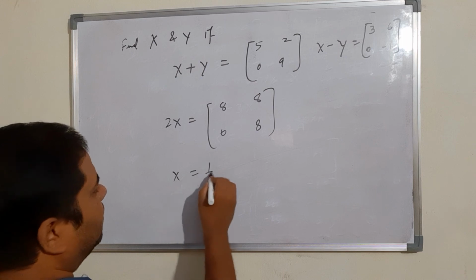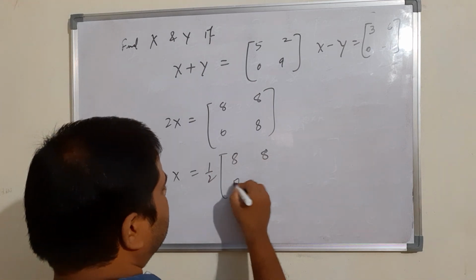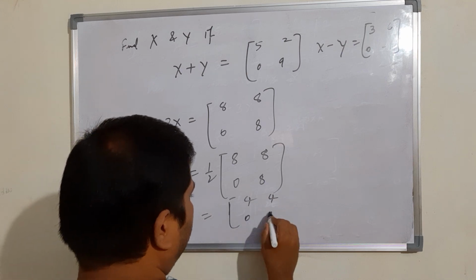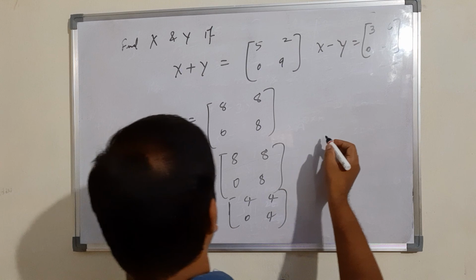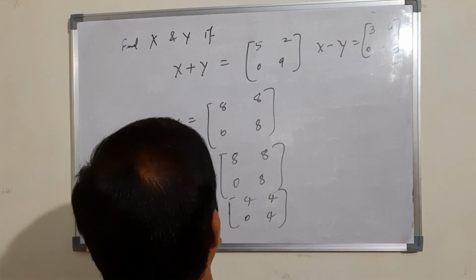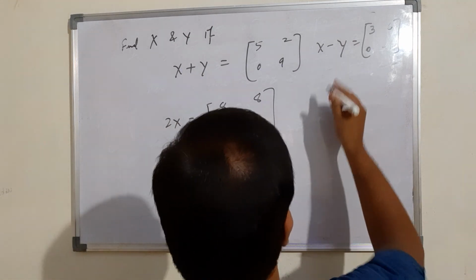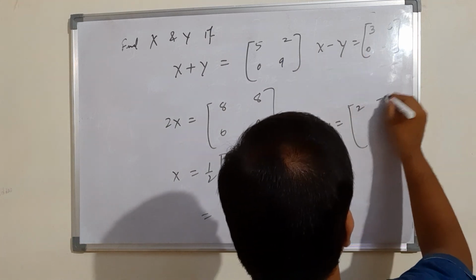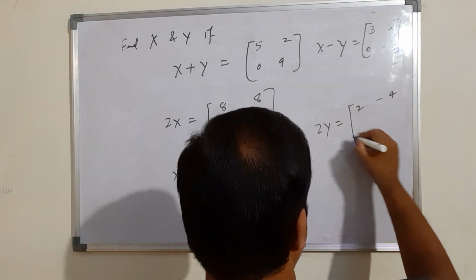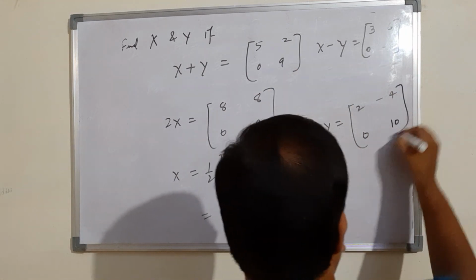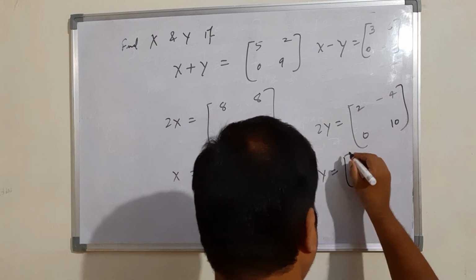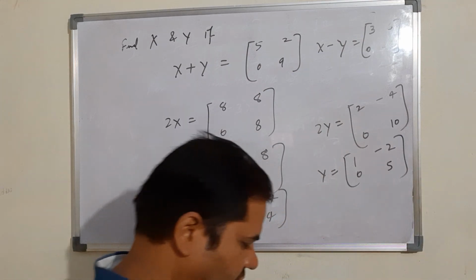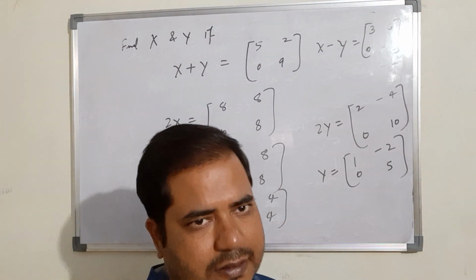So X is nothing but 1 by 2 of 8 8 0 8. So this is 4 4 0 4. And similarly for Y, subtracting these two equations we get 2Y is equal to 5 minus 3 is 2, 2 minus 6 is minus 4, 0, and 9 plus 1 is 10. So Y is equal to 1, minus 2, 0, 5. So this is the value of X and Y.